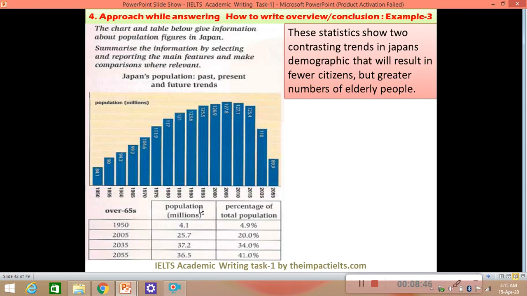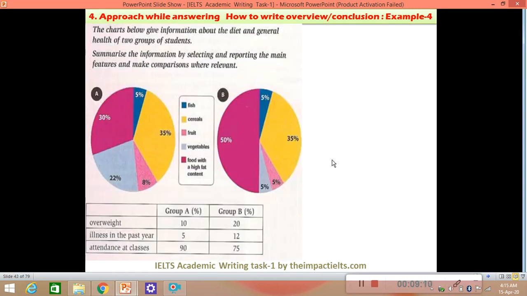Demographic means perhaps the population part that will result in fewer citizens, but a greater number of elderly people. Fewer citizens, but a greater number of elderly people, right? You can see that they're growing continuously. Okay, move on to the next example now.